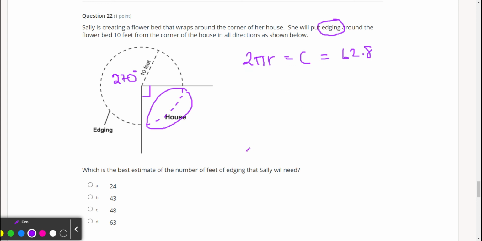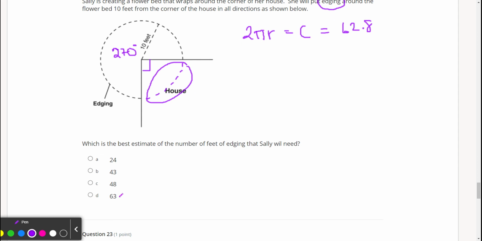And then what? Is it 63? Is the answer 63? No, because that's the whole circle. So how do I figure out just this outside piece? What part of the circle do I want? If I cut it into 4 90-degree sections, how many sections do I want? 3/4, or 270 degrees out of 360. Those are going to be the exact same number.